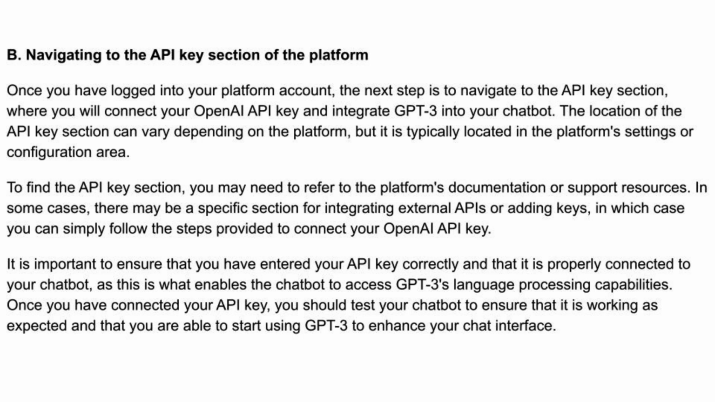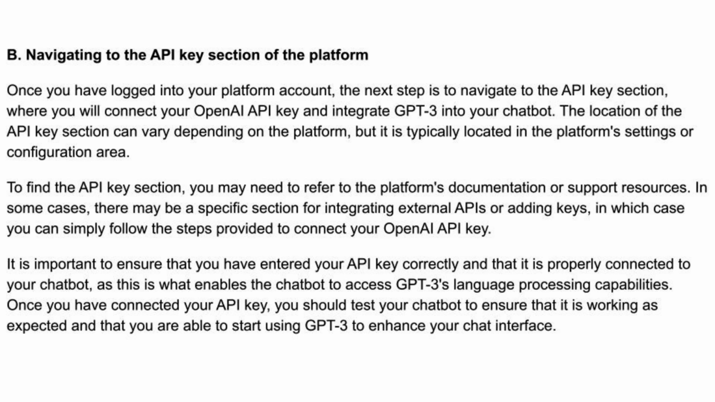Navigating to the API key section of the platform. Once you have logged into your platform account, the next step is to navigate to the API key section, where you will connect your OpenAI API key and integrate GPT-3 into your chatbot. The location of the API key section can vary depending on the platform, but it is typically located in the platform's settings or configuration area.